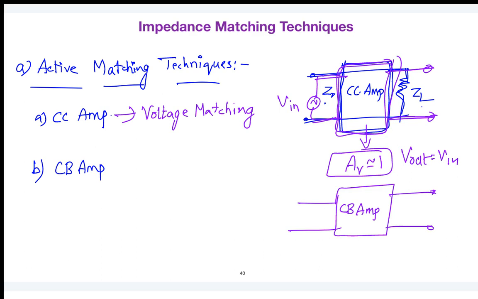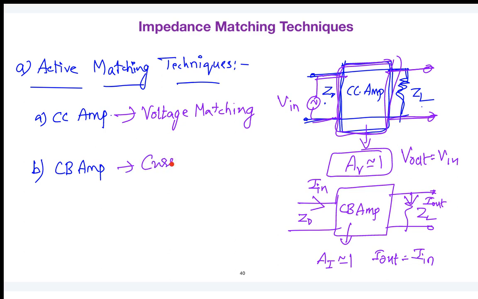And you place it very close to the load. Since the common base amplifier has a current gain equal to 1, whatever the output current is, it is the same as the input current. So in this case, you can minimize the reflections of the current. So the common base amplifier can be used for current matching.